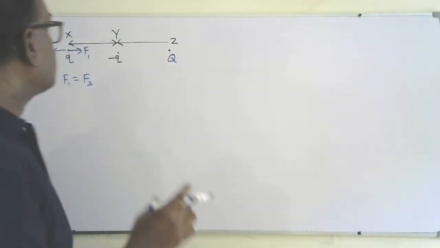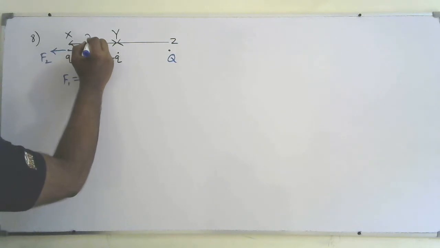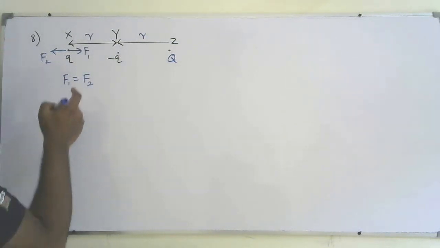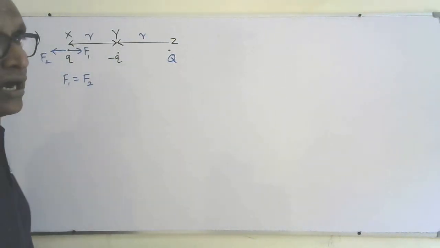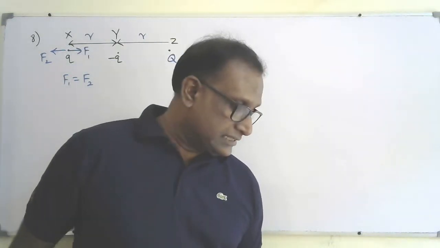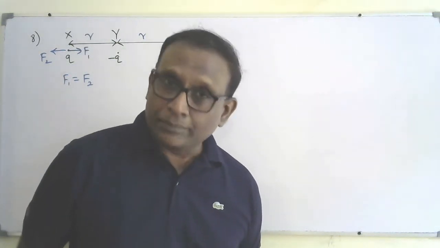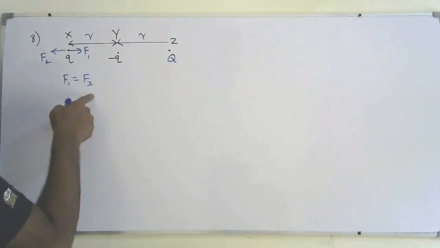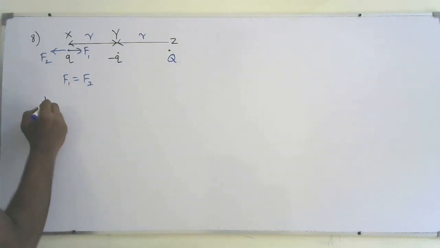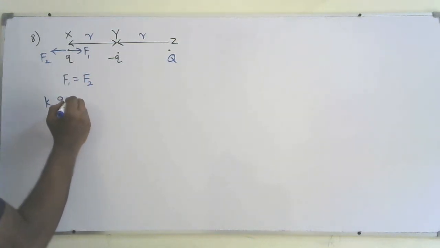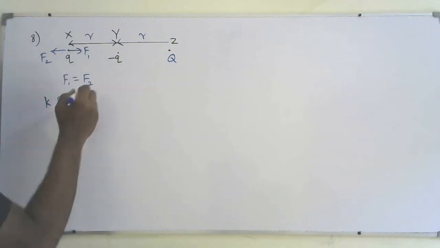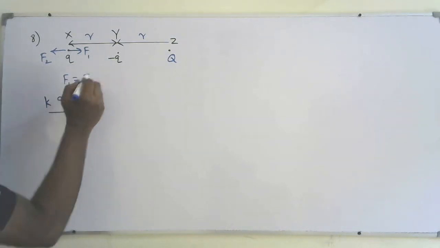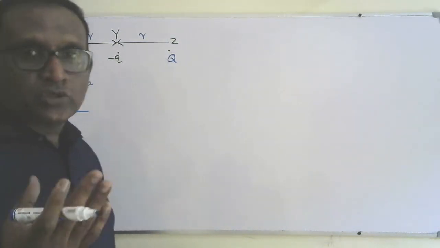The distances are same. These two distances I can call R, R. So I need to find the charge Q in terms of the symbol Q. So I can say F1 equals F2. F1 is equal to K, Q, and this also has the same numerical value, Q, over R squared. I don't need to put the minus sign. So I know the numerical value.